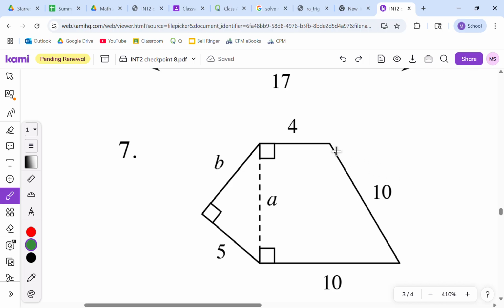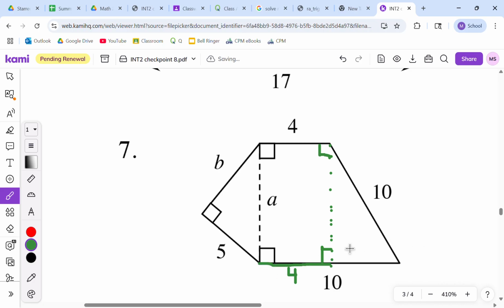So for example, if I drop down a height here, just pretend like it's a little bit more dotted, then I can make this into a rectangle. And the good thing that I know about rectangles is that opposite sides are equal. And I can figure out, for example, that this side right here is 4 from here to here.